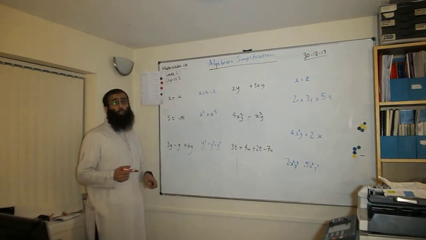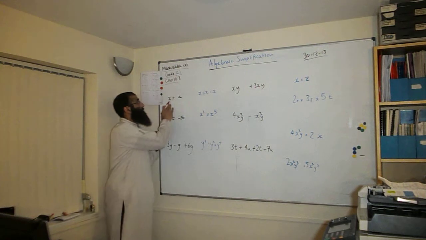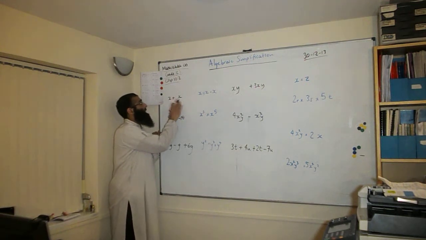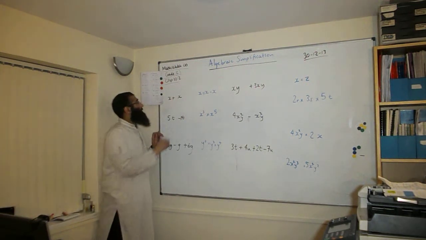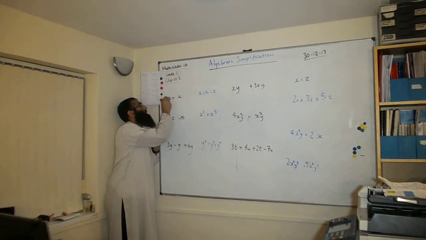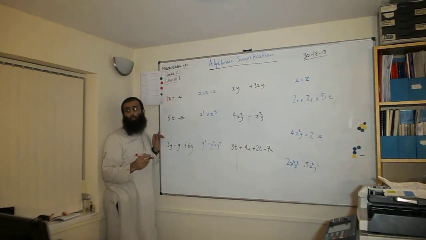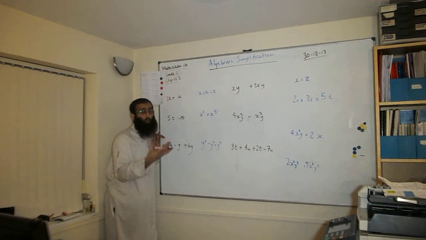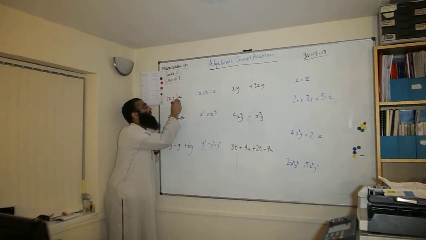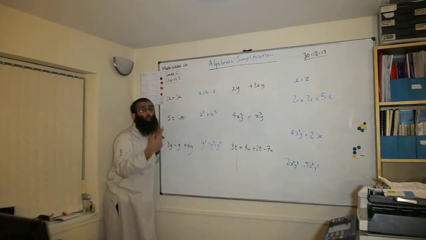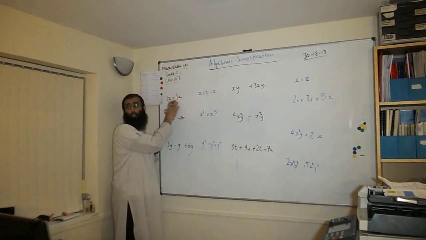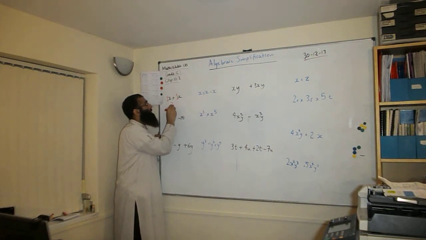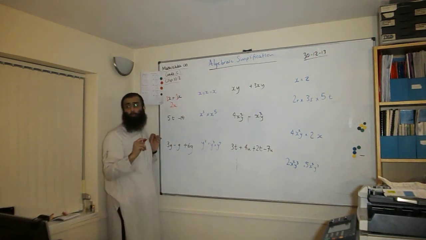Right, let's start off with the first question. Nice and straightforward. We have x add x. Okay, so if you have this, x is actually worth 1x. But we don't write the 1 down, but it means 1x. And then we have another 1x, because there's no number there, it means automatically 1 by default. So 1x add 1x will give us a total of 2x, and it's done.